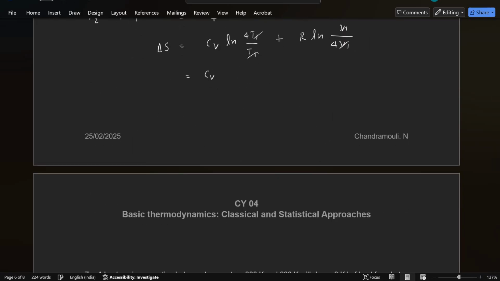Okay, so we have Cv ln 4 plus R ln 1 by 4. So again we can make this negative, so this will become ln 4. So then delta S is equal to Cv minus R, I'll take it as common, into ln 4. All right, so this is the answer for the question.